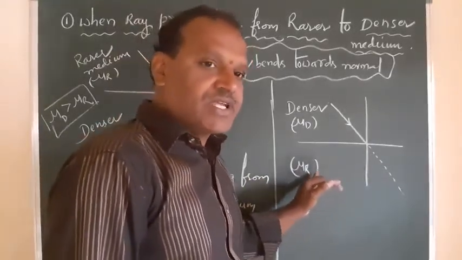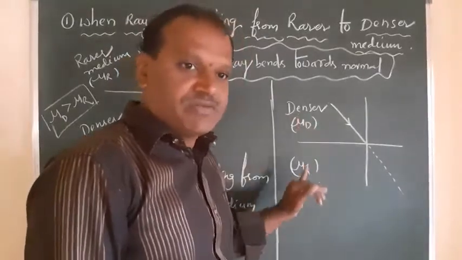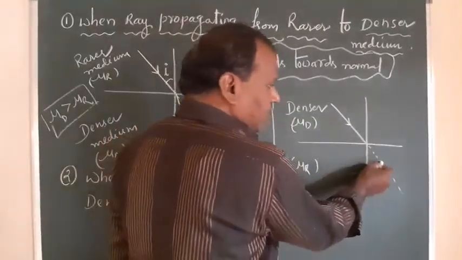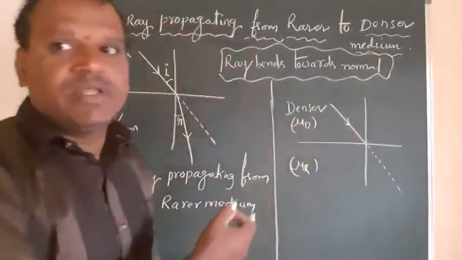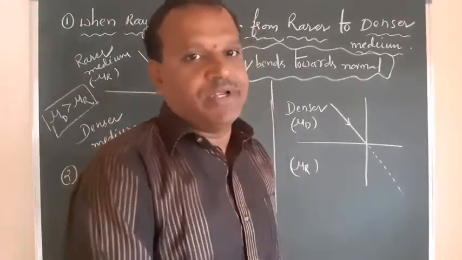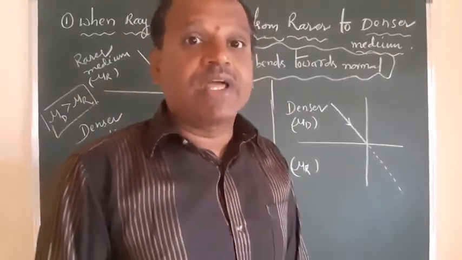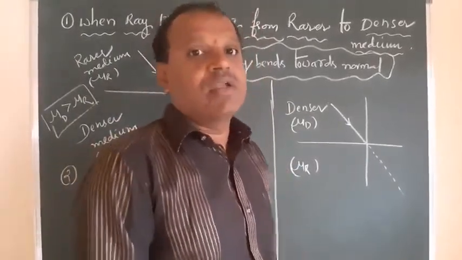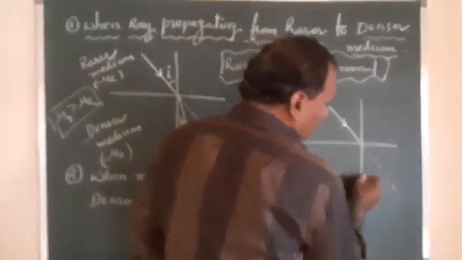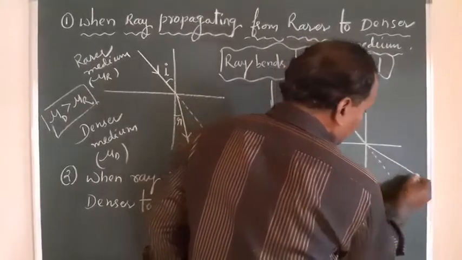The refractive index of the second medium is less compared to the first medium, because of that it is called a rarer medium. So once it has entered the rarer medium, compared to the denser medium, the rarer medium allows light more speed. The speed of the light is larger, so therefore it moves away from the normal. It can be moved like this.